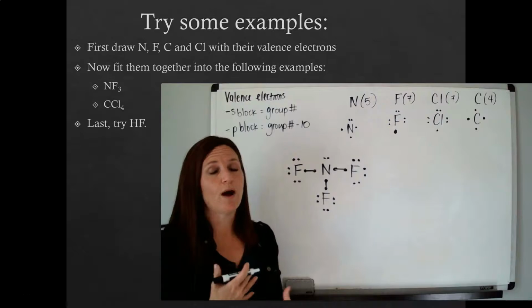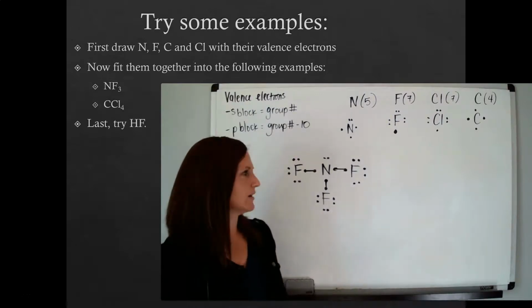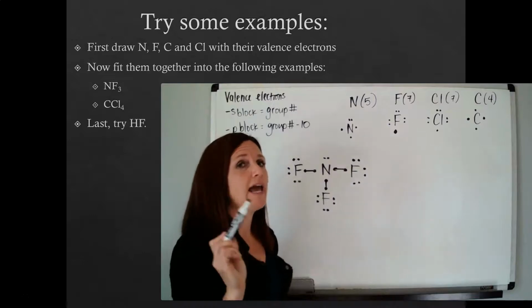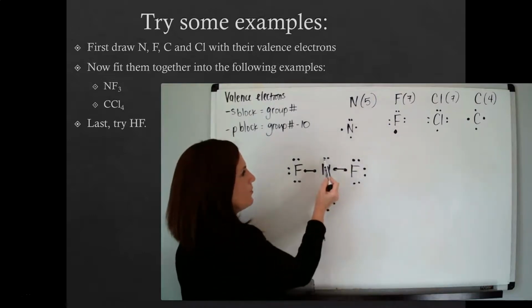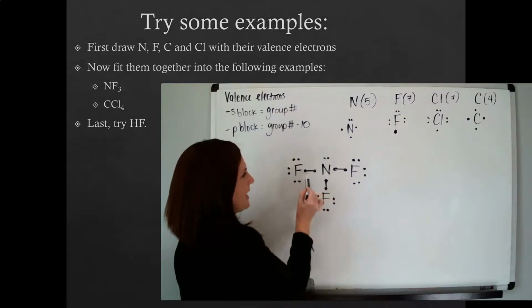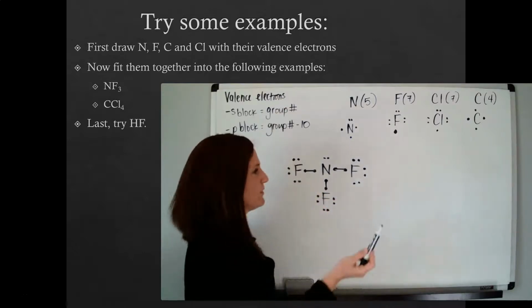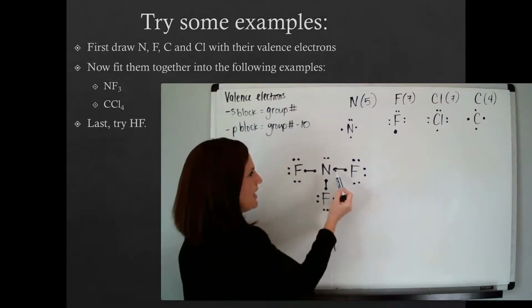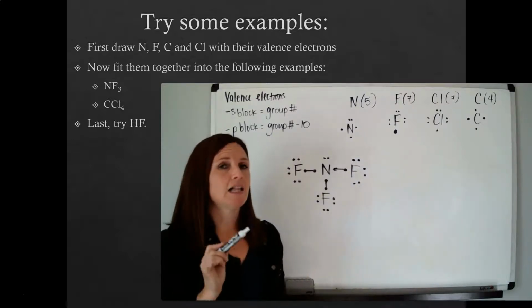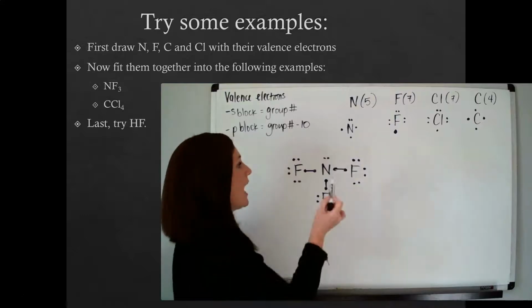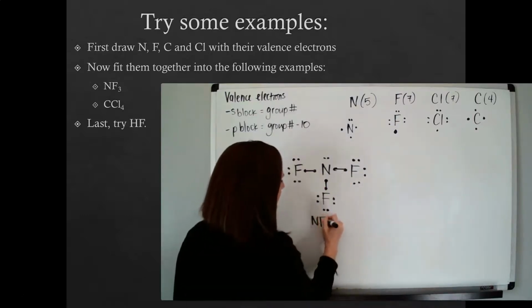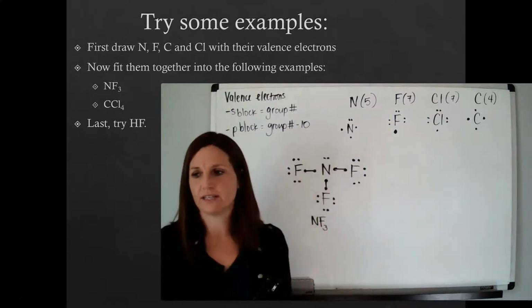Before we move on, I want to show you how you can check to make sure that you've done this correctly. If I count around the outside of nitrogen, I should now find 8 valence electrons. So count with me. 1, 2, 3, 4, 5, 6, 7, 8. And the same thing should be true for each of my fluorines. 1, 2, 3, 4, 5, 6, 7, 8. So I have 8 electrons around each element. I have 1 nitrogen and 3 fluorines. NF3. Perfectly done.